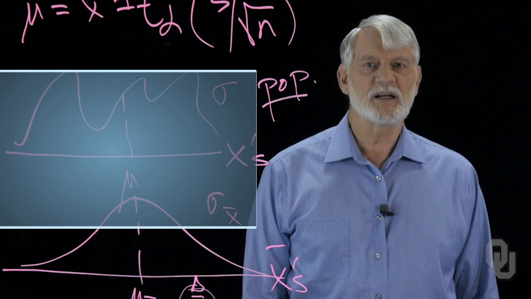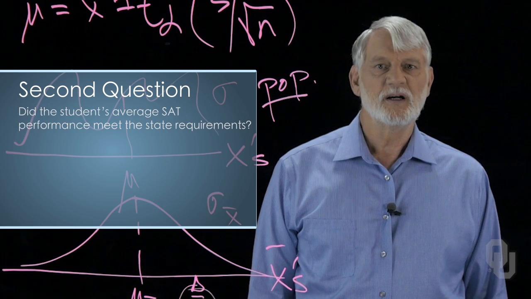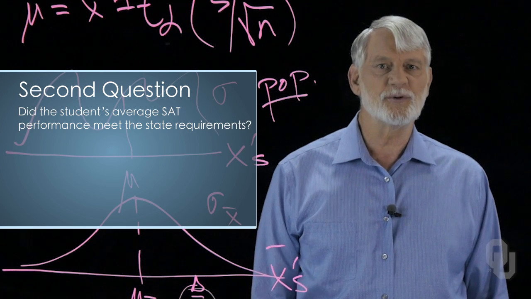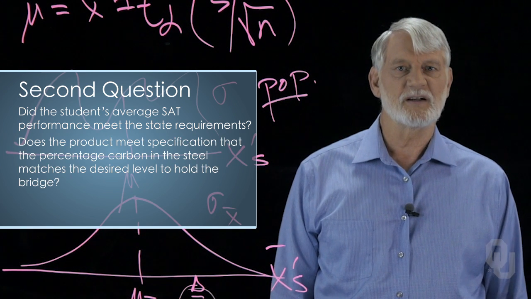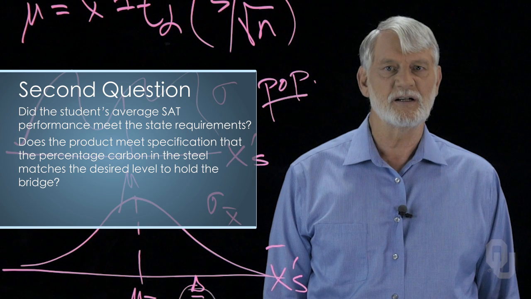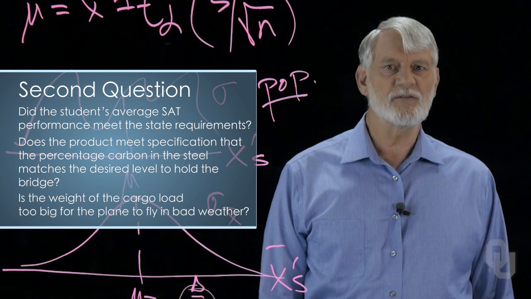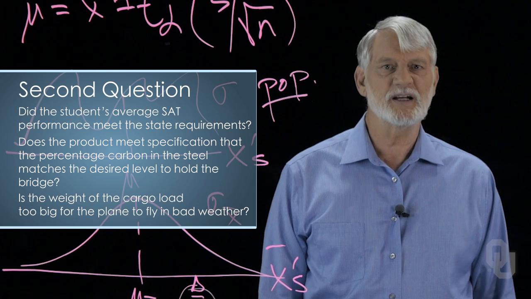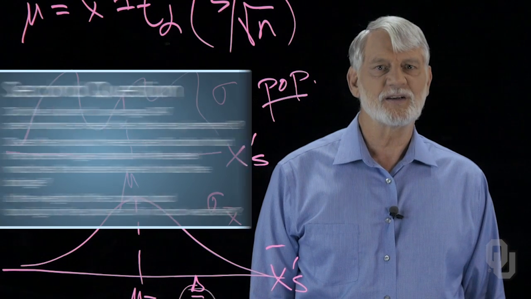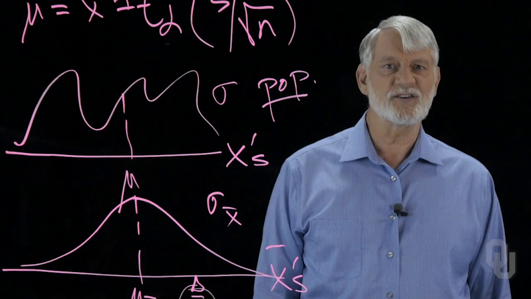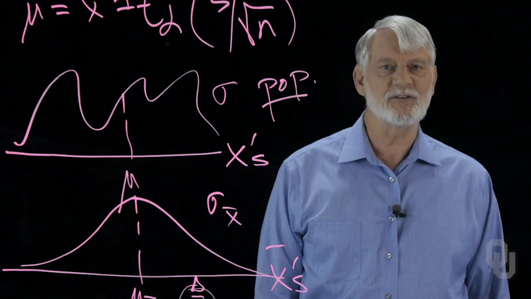The second question begins with a number that we are interested in. For example, in quality control, did the student's average SAT performance meet the state requirements? Does the product meet specification, that the percentage carbon in the steel matches the desired level to hold the bridge? Or is the weight of the cargo load too big for the plane to fly in bad weather? There is a number out there that matters. This forms the hypothesis. This is the null hypothesis, the status quo, the desired level.